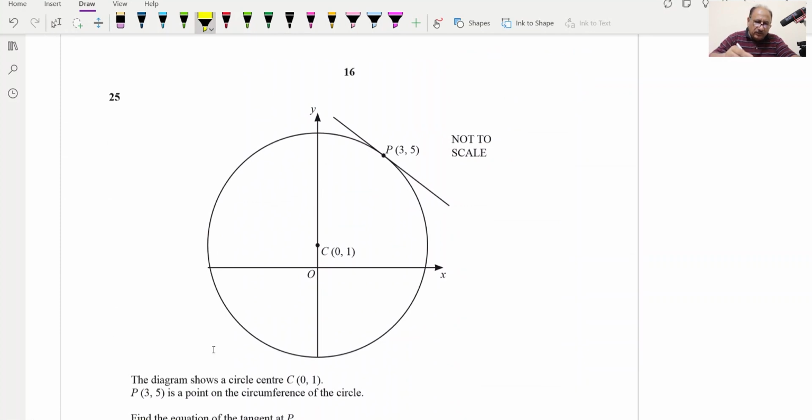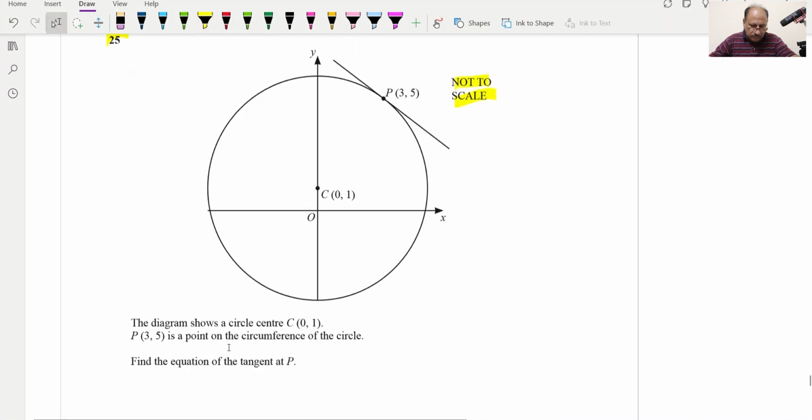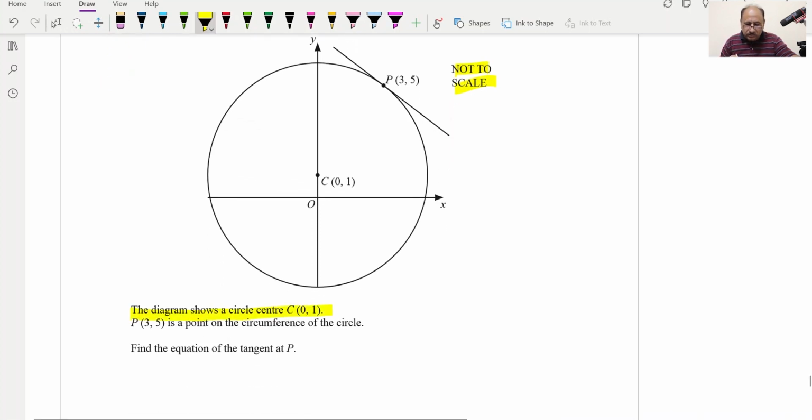Question number 25, diagram is provided which is not to scale, and they are saying the diagram shows a circle, center C, center 0, 1, P 3, 5. P is a point on the circumference of the circle. Find the equation of the tangent at P. For equation of the tangent at P, we will draw from C to P, we can draw a line which is this one, and now we can find the gradient of the line OP.